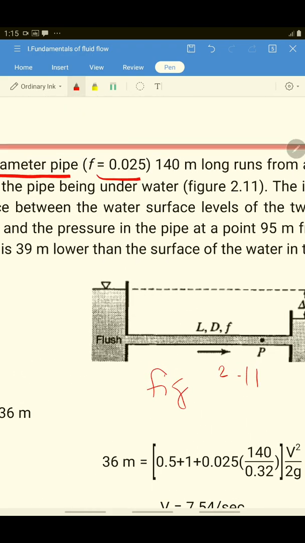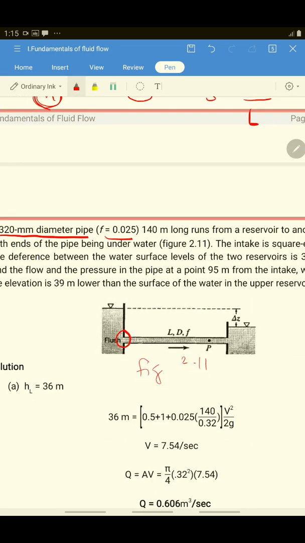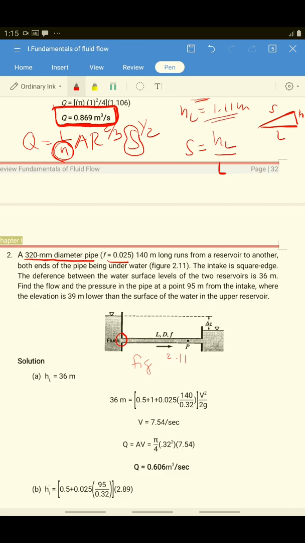So here we need to determine the type of the entrance. It is a square edge intake. Then the difference between the water surface levels of the two reservoirs is 36 meters. Find the flow and the pressure in the pipe at a point 95 meters from the intake.